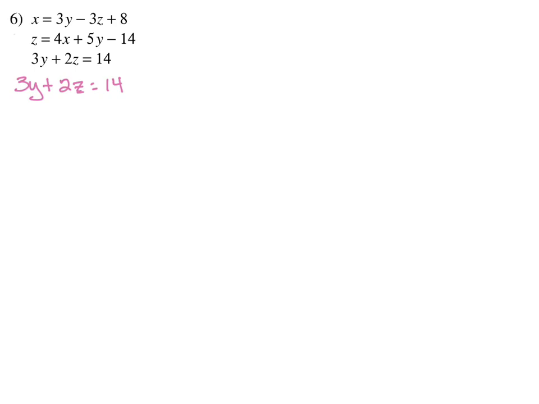Okay, so we're isolating y here, so that means we're doing what? Okay, so minus 2z, and subtract 2z from the other side. So 3y is going to equal negative 2z plus 14. What else? Ooh, I see something. We could divide by the 3 here.